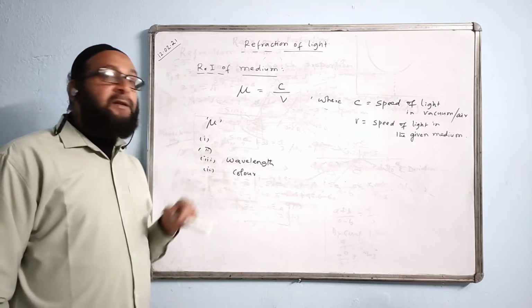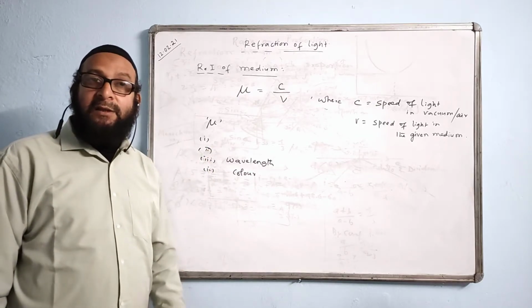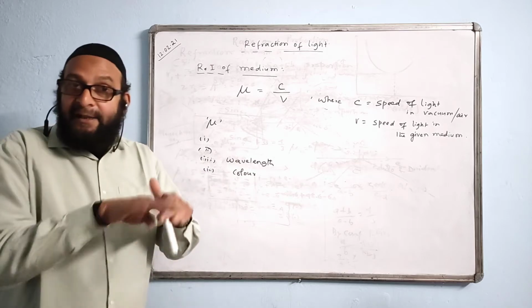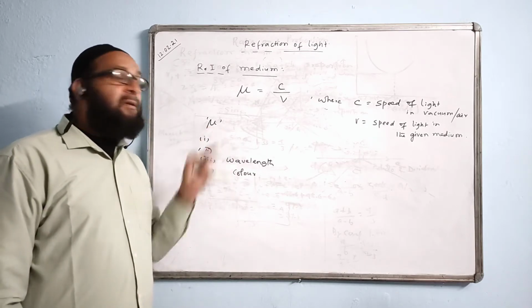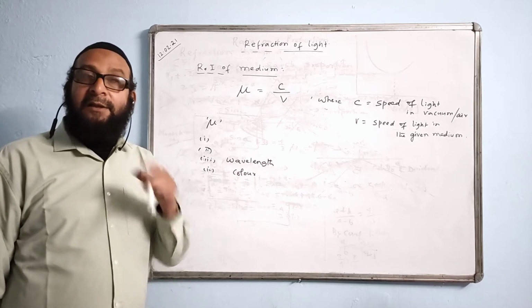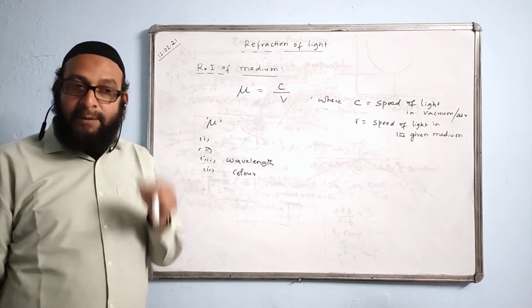That means refractive index of which color will be the highest? Violet, because violet is refracting the most. Violet is refracting the most, that means its refractive index value will be the highest, and the red refractive index value will be the lowest.